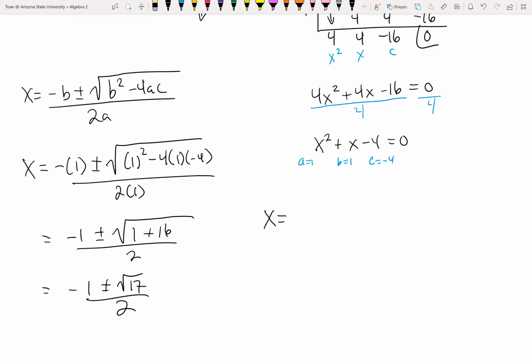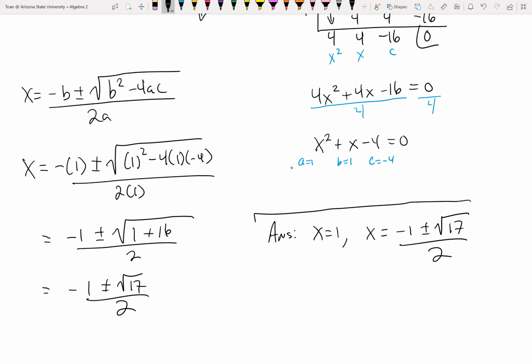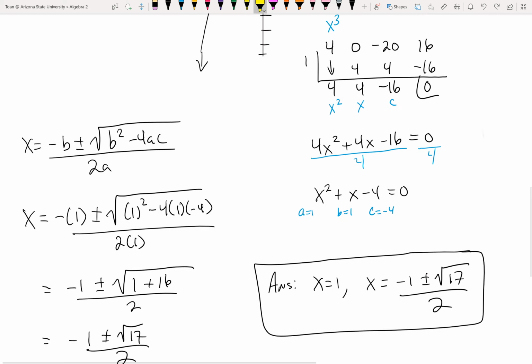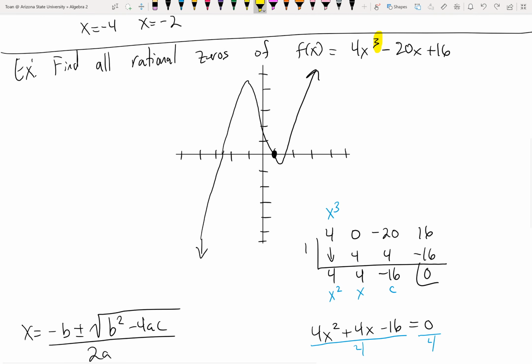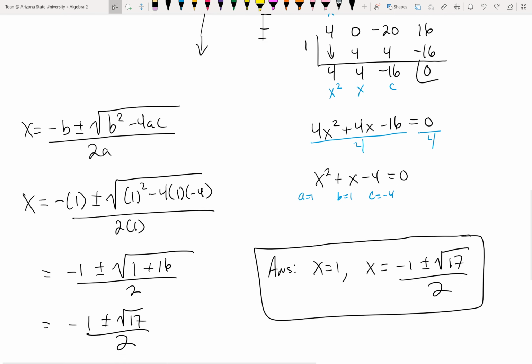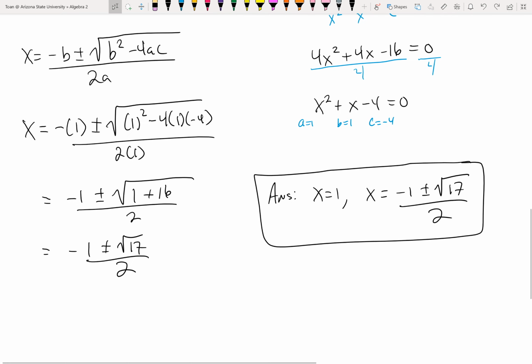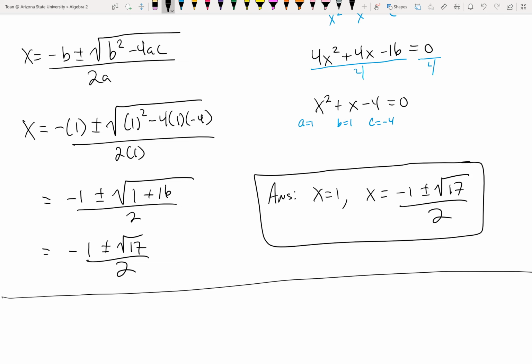Our answers are x equals 1 that we saw from the graph, and x equals negative 1 plus or minus the square root of 17 over 2. And again, I said there are 3 answers because this plus or minus counts as 2 separate answers. We expected 3 answers because the biggest exponent was 3. Whatever the biggest exponent is, that's the number of answers you should have. So that's pretty easy if I give you a graph. If I asked you to find the zeros of a function and you have the graph, you just read the x values. If the x values are hard to read, you find one that's easy to read, synthetically divide it out, and solve the rest.